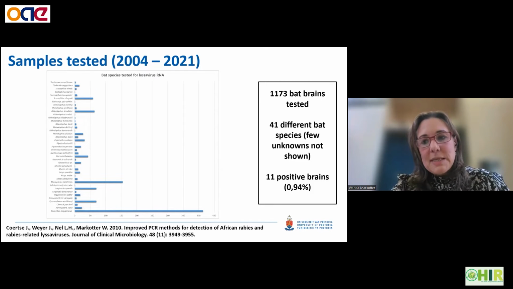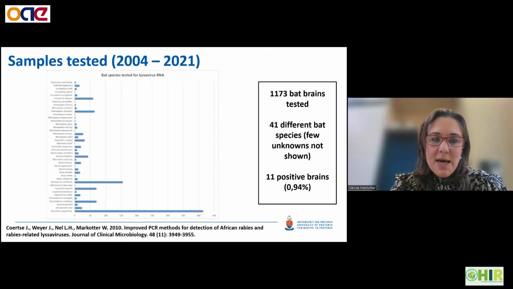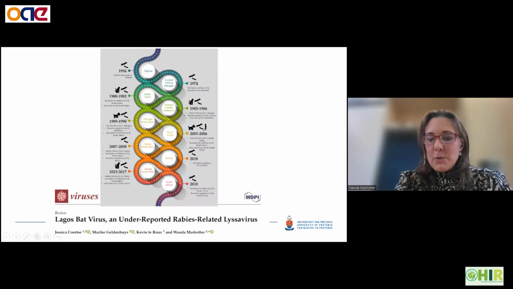And throughout all these years, we only had 11 positive bat brains. So most of these bats are actually healthy. It's really a very small percentage that has active lyssavirus infection, in this case in the brain material. So I wanted to just show you what we found.